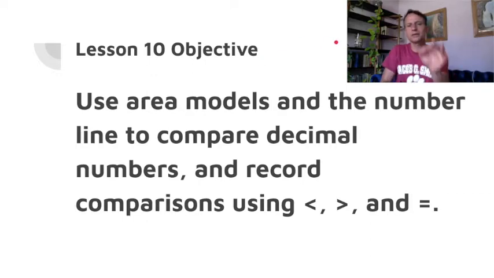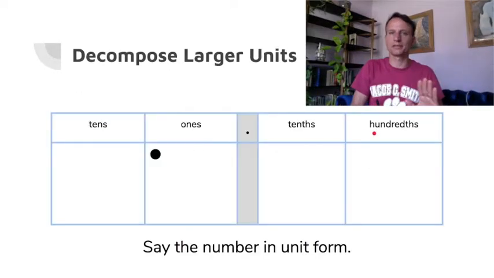Okay, so let's see what we're doing today. Our objective: we're going to use area models, drawing out the charts and the number line, we remember them, to compare decimal numbers. So we're going to use less than, greater than, and equal to compare numbers in decimal form. We can do this. Let's do it.